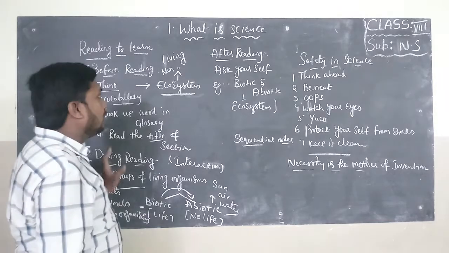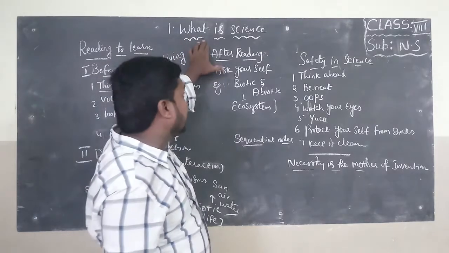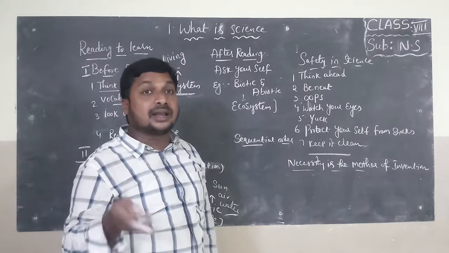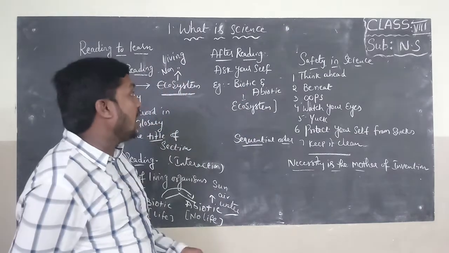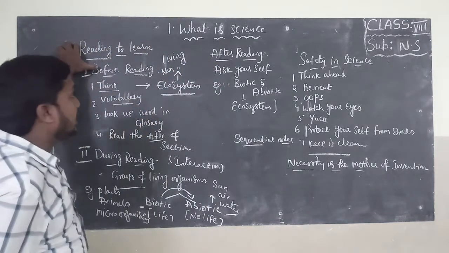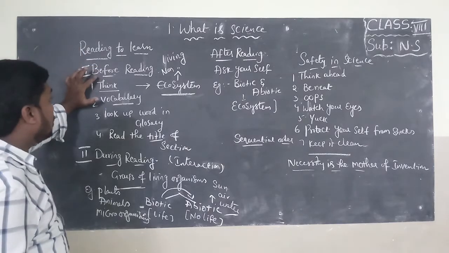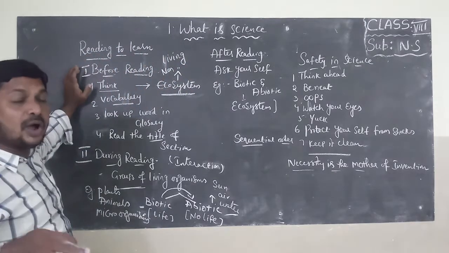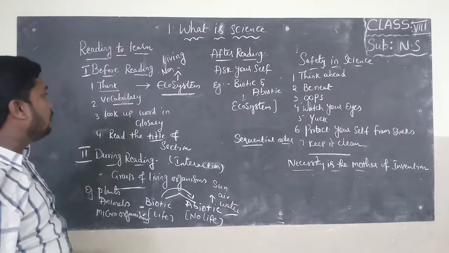That is during reading. After reading, ask yourself what are biotic factors and what are abiotic factors. What is the relationship between biotic and abiotic factors in the ecosystem? You have to ask yourself in your mind after reading. So dear children, reading to learn: at the time of reading a science subject, you have to observe before reading, during reading, after reading. Before reading, you have to think what you have to read, and you have to observe the vocabulary given in your textbook, and look up words in the glossary.